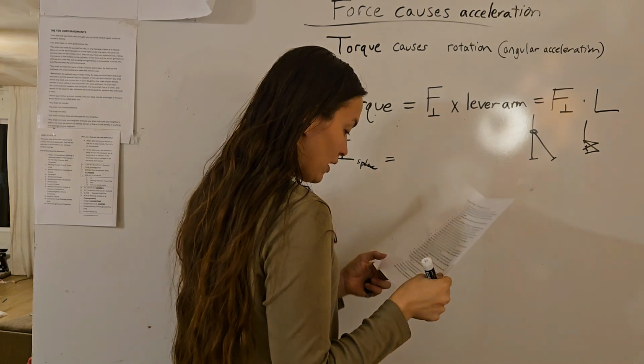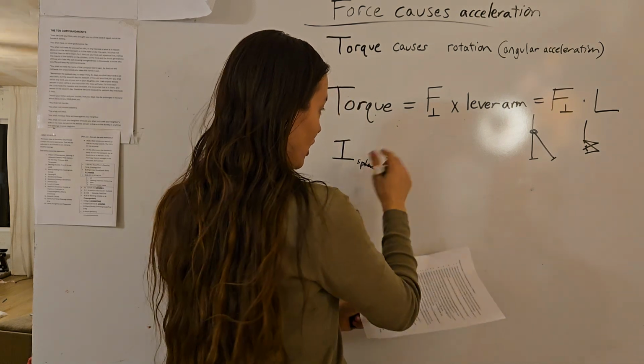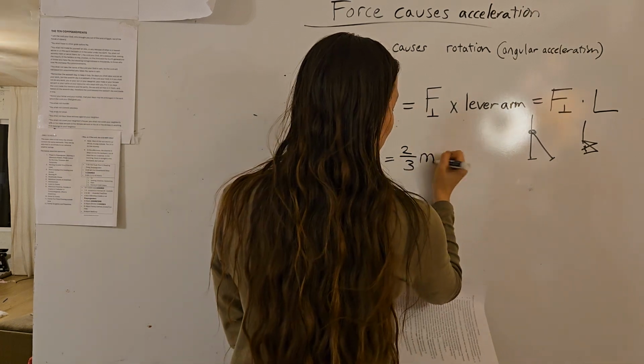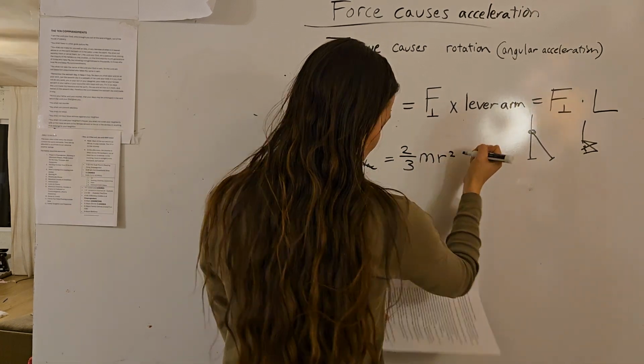It makes me laugh. The rotational inertia of a solid sphere is 2/5 its mass times the radius of the sphere squared.